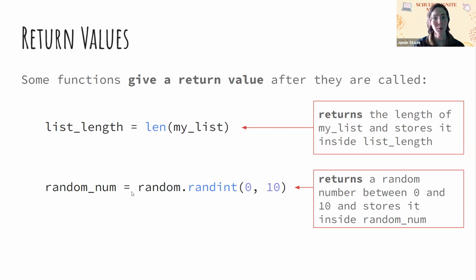Another example we talked about briefly at the end of last session, the random randint function. Here we have arguments that we pass into the function. We pass in 0 and 10, and then it will return a random value in between 0 and 10. So those are examples of functions that have return values.